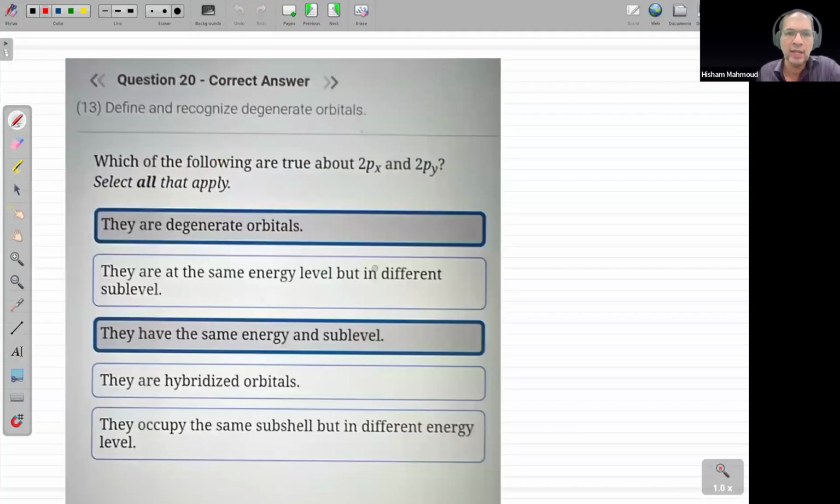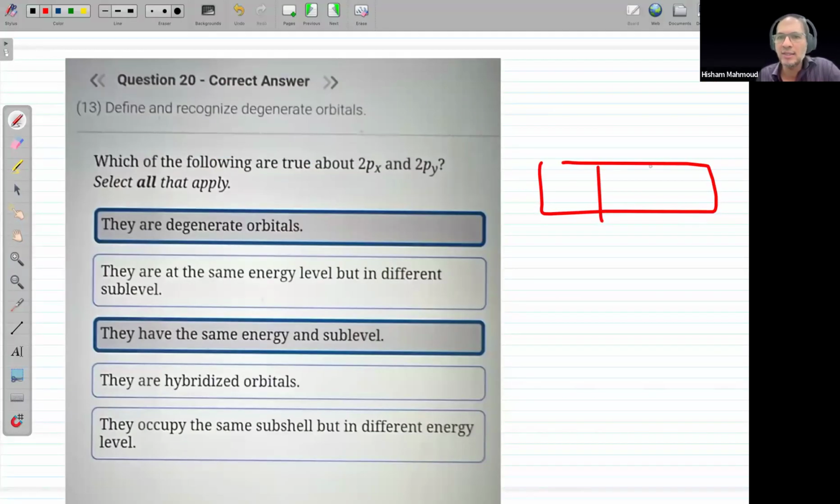Next question, number 20. Which of the following are true about 2px and 2py? Are they staying in the same energy subshell? Yes, they are. That's why they are known as degenerate orbitals. They are all in the same energy level. Degenerate means they have the same energy.